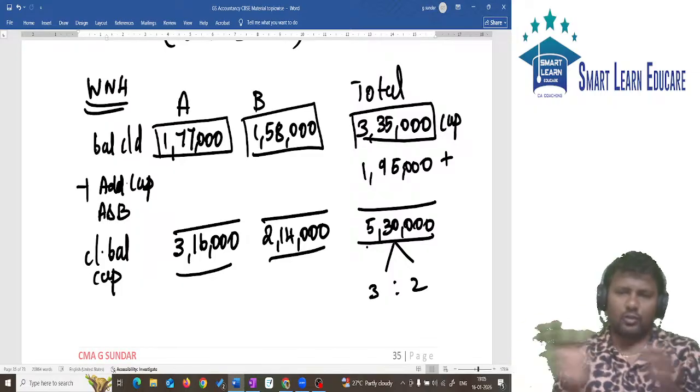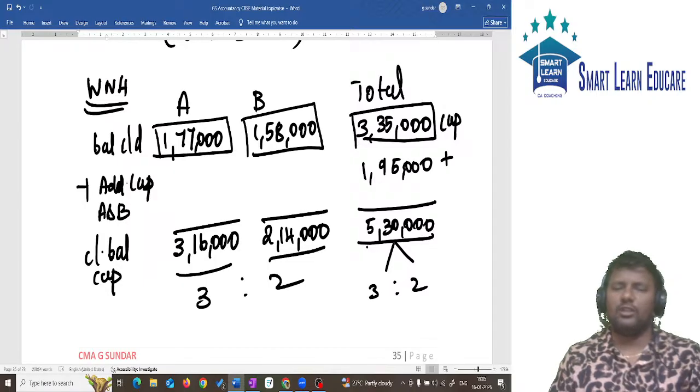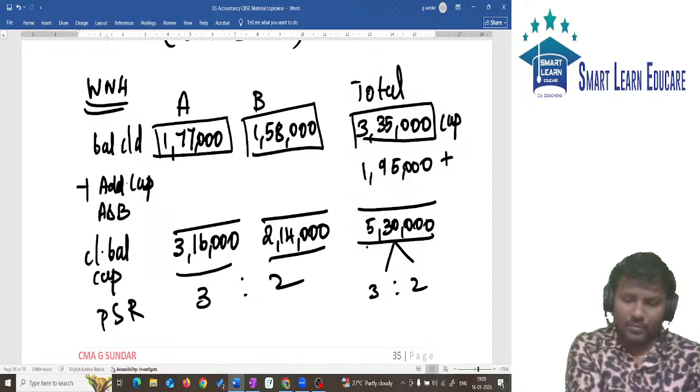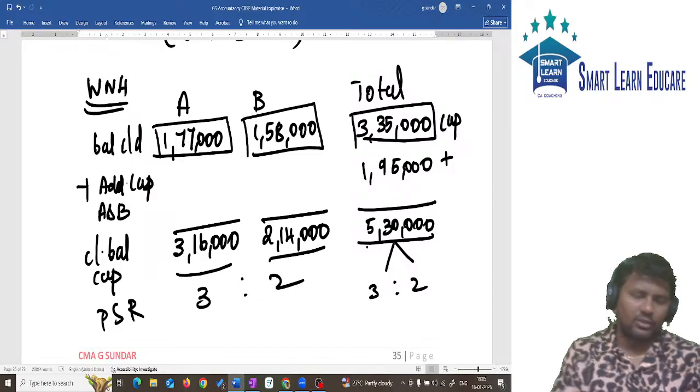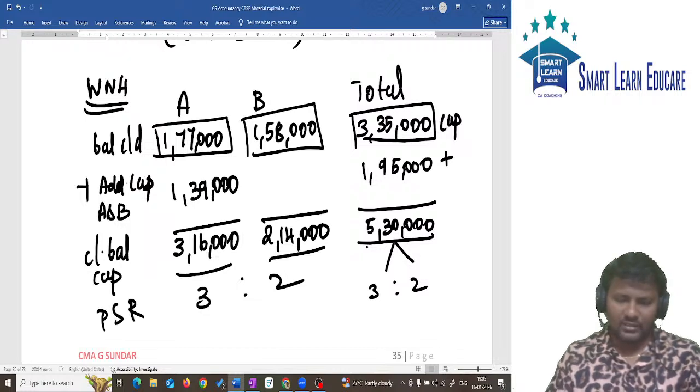This 5 lakh 30,000 should be shared in the profit sharing ratio. What is the profit sharing ratio? 3:2. Okay, now we get the closing capital. How much is the additional capital to be brought in by A? A's additional capital is 3 lakh 18,000 minus 1 lakh 77,000. Additional capital brought in by A is 1 lakh 41,000. This is the amount to be brought in by the new partner.